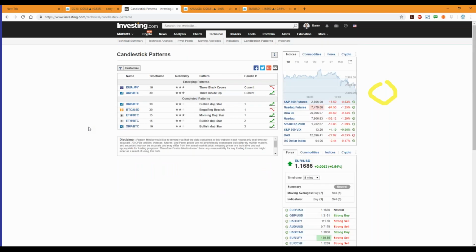And look at that. I don't have to spend any of my time looking for these. I just have to keep an eye right here. So we have in the Euro JPY, the 3 black crows. That's an ultimately important signal, and it is just emerging in a 1-hour chart.